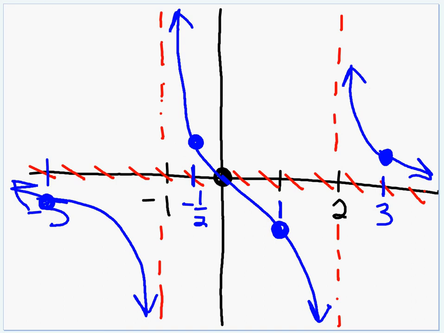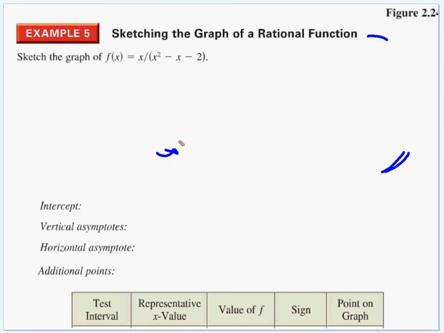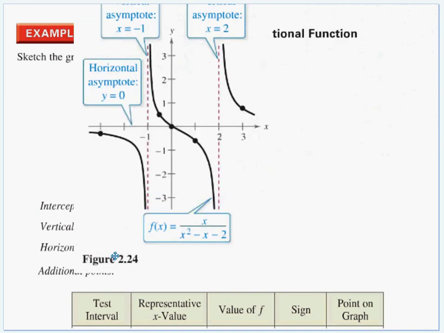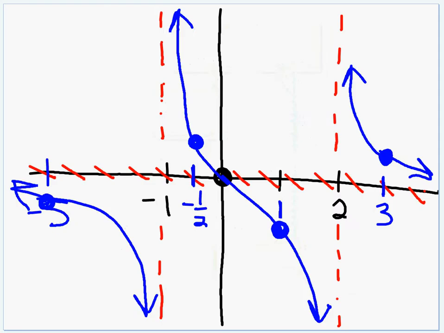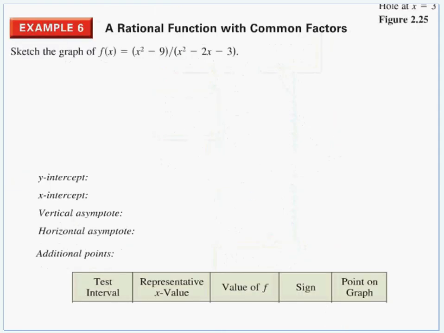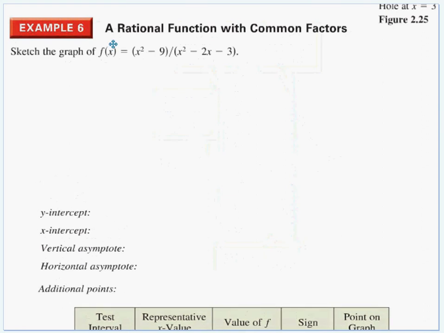Okay, good graph, good sketch. I'm sure the books will be better. But there it is, snaking between the asymptotes going through the origin. And then here we were mostly in quadrant 4. This one was up here in quadrant 1. Ooh, this one looks a little scarier.